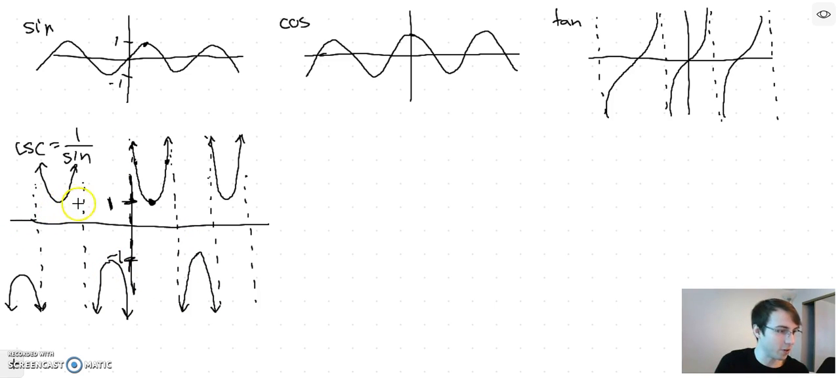So if you were to draw the graph of sine in here, actually that might clarify things even more. If we drew the graph of sine, it would look something like that.